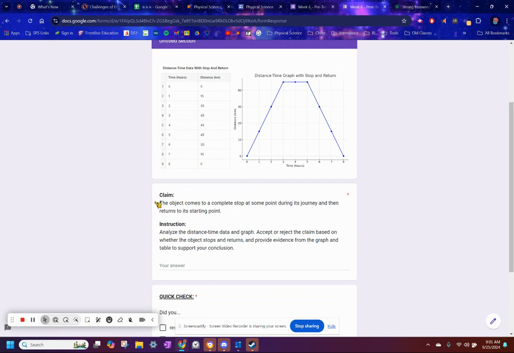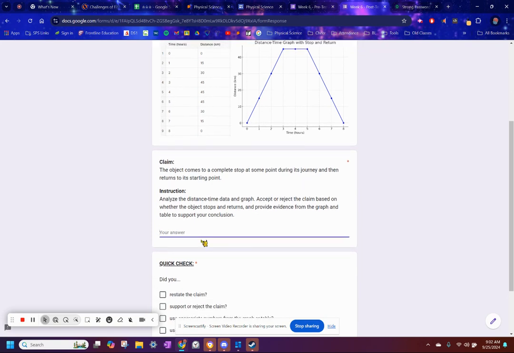Okay, claim. The object comes to a complete stop at some point during this journey, then returns to the starting point. Well, let's just look at what's happening here. Here's our start. We've traveled some distance. We're at 20, we're at 30, we're at 40, 45. We stop for a second, and we start working our way backwards, back to 40, back to 30, back to 20, back to 10, back to our original spot. And so, object comes to a complete stop at some point of its journey, then returns back to the starting point. That sounds like it. Went here, it stopped, and it came back to where it came from.